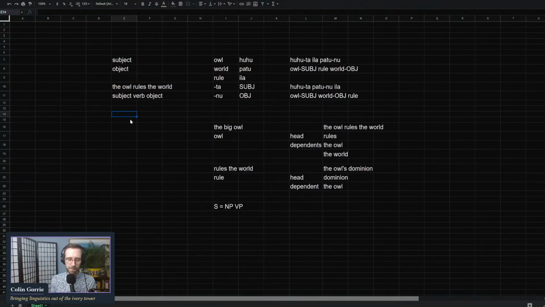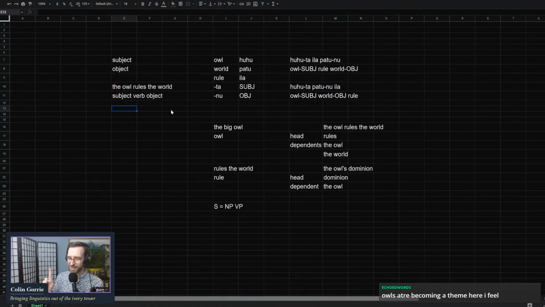So we have to come up with a more general way of thinking about what a subject is and what an object is. And unfortunately, it's a bit complicated. Because let's take a first stab at it and say, well, the owl is the thing that's doing the action, right? The owl is the thing that's ruling. The world is the thing that's ruled. So it's the thing that's getting the action done to it. So we might, as a first attempt, say, well, the subject is whatever's doing the action, and the object is the thing that's having the action done to it. But consider this.